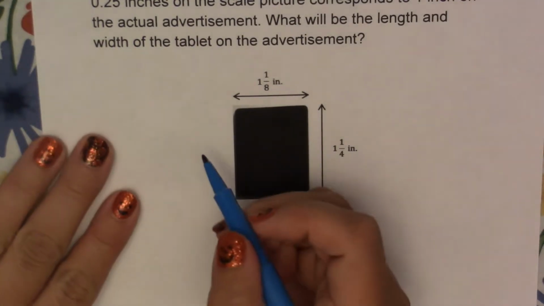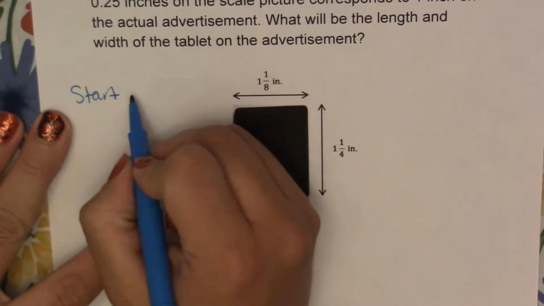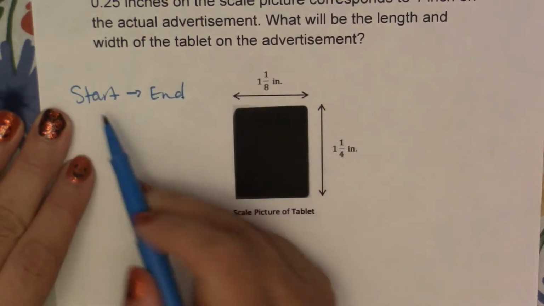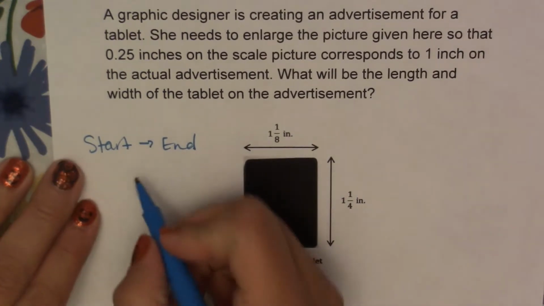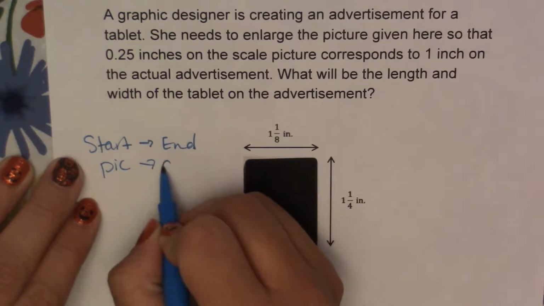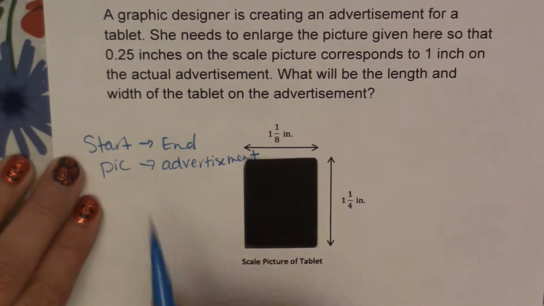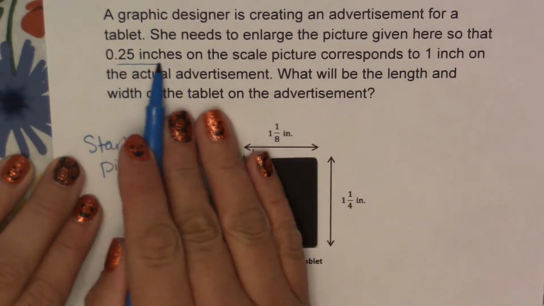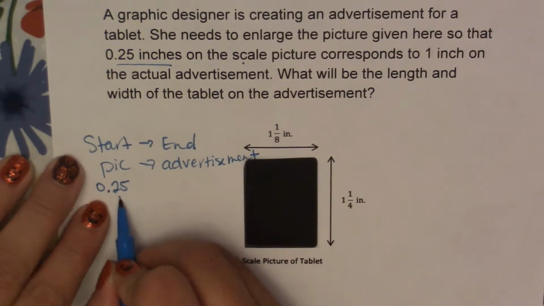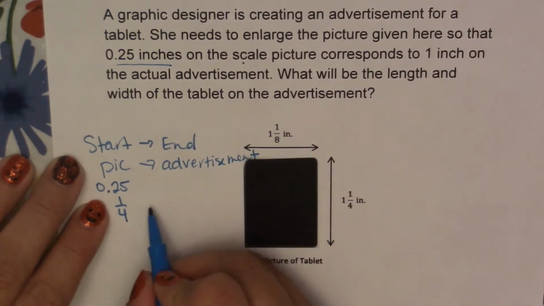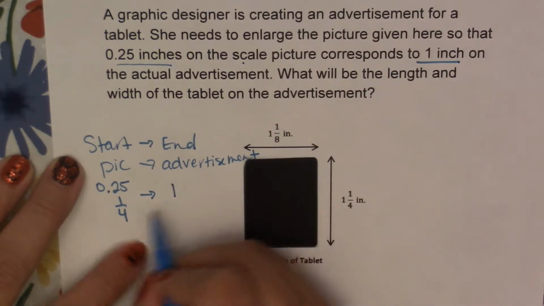All right, so we're going to start by finding our scale factor. We go from our start to our end. I'm starting on my picture, and we're going to the advertisement. So up here, it says 1/4 inch on the scale picture. I'm going to write that as a fraction since I have fractions here. And that corresponds to 1 inch on the advertisement.